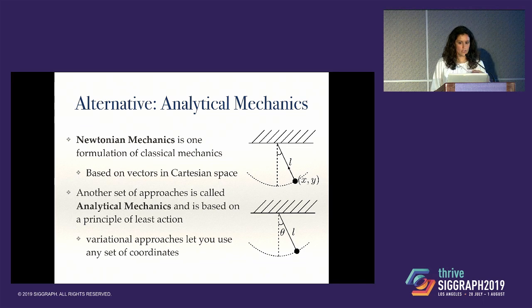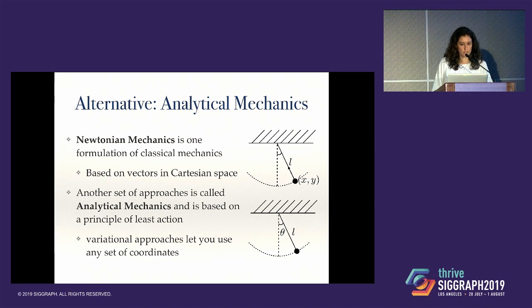Newtonian mechanics is one formulation of classical mechanics that's very commonly used, and as we've seen, it's based on vectors in Cartesian space. I drew a picture here of a swinging pendulum. If we're solving this using Newtonian mechanics, we might have two coordinates, x and y, describing the mass at the end of the pendulum. Then we have to formulate all the forces, including the constraint force that represents the tension from the string, or the connection.